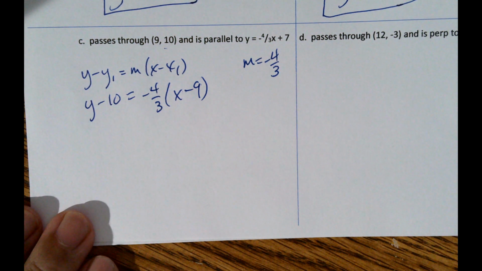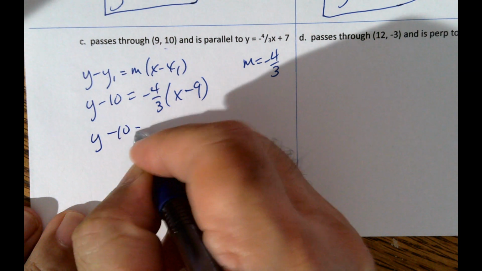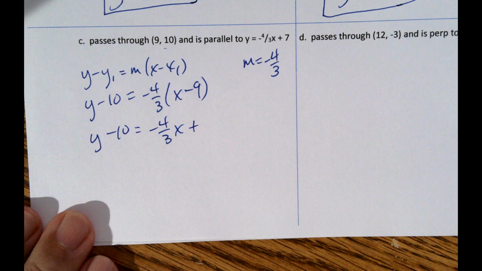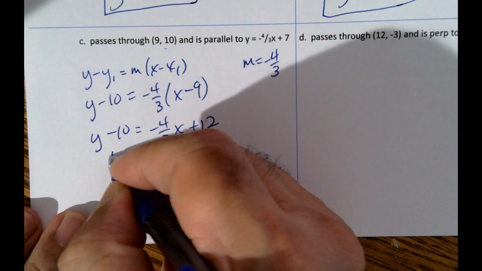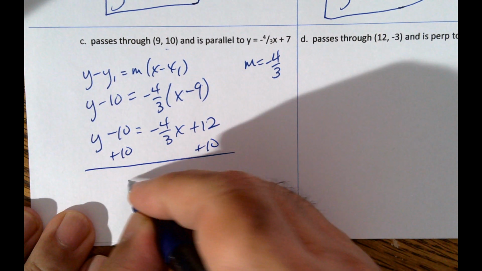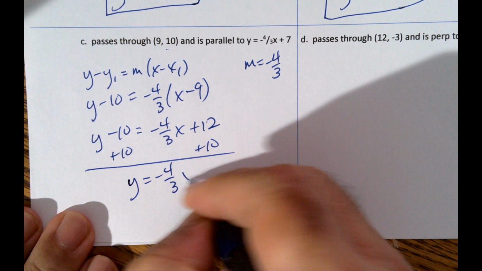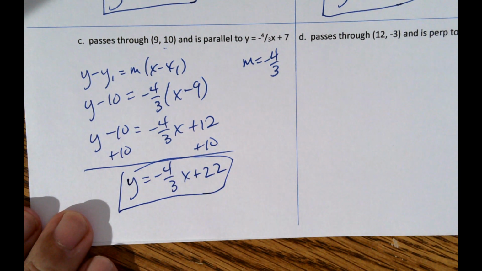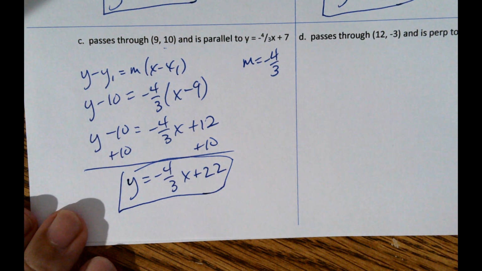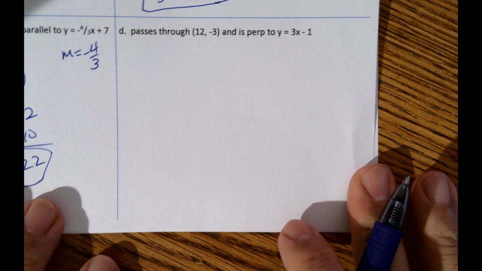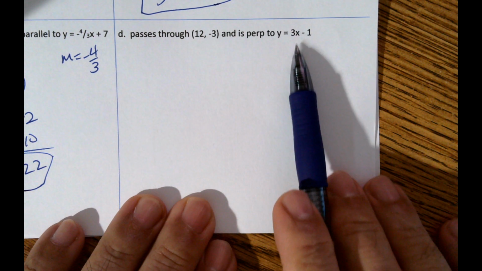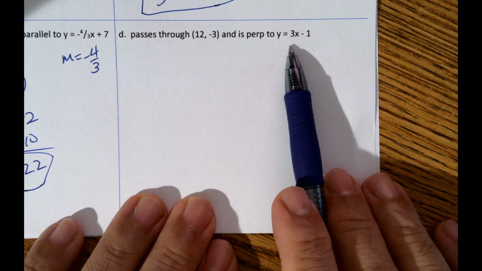All right, now we distribute, so it's negative 4/3 x plus 12. Add 10 to both sides. You get y equals negative 4/3 x plus 22. And that is that. All right, moving on to example D. So perpendicular to this line. So this currently has a slope of 3. M equals 3.